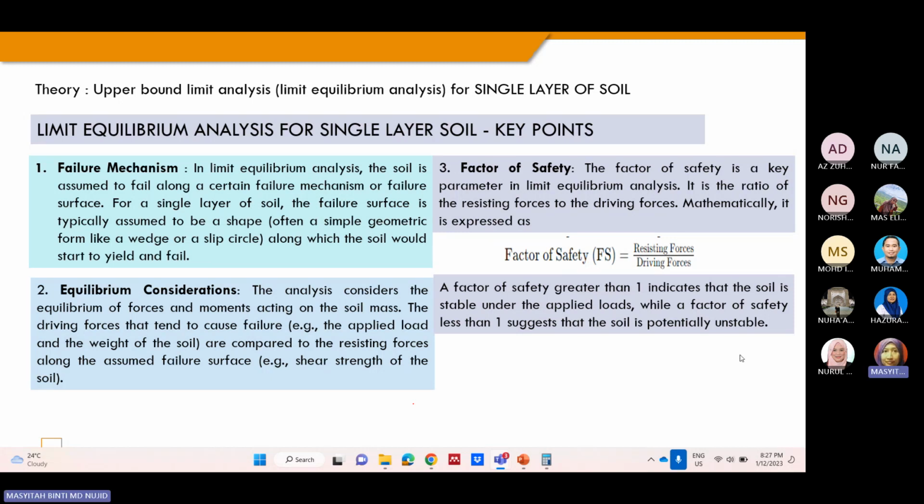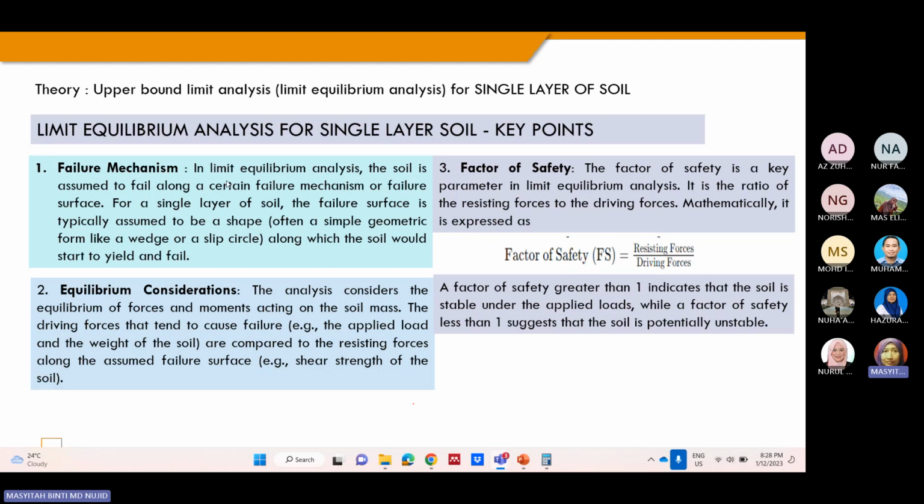Okay, we are back to discuss part of the limit equilibrium analysis for single layer key points. After this, you can see how the analysis was carried out for the chosen case study. So first of all, is the failure mechanism. For this kind of failure mechanism, you're going to see there are a few failure mechanisms highlighted by previous researchers. For this problem, there will be around 2 failure mechanism types. And the analysis will be carried out using the limit equilibrium analysis.